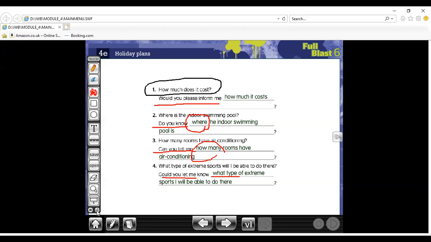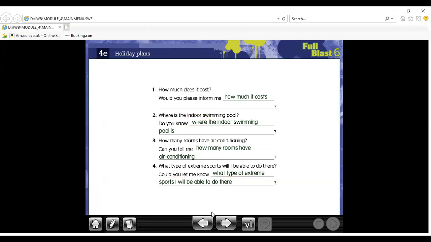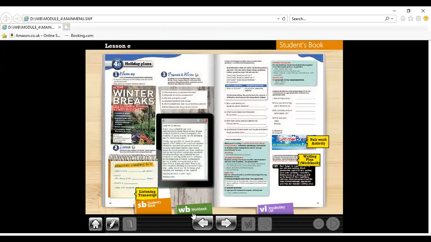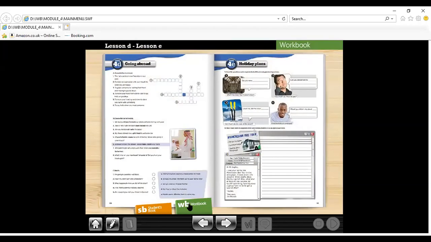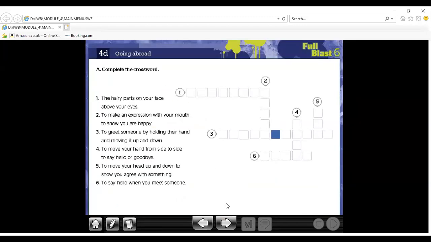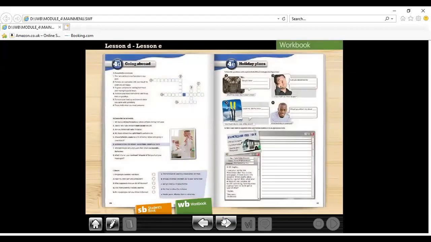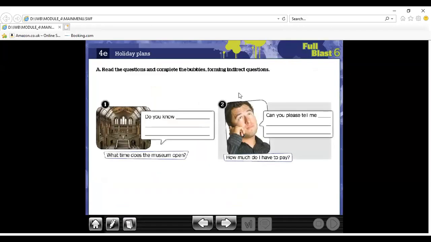Yes, wonderful. Okay, now all of you please go to the workbook. Go to the workbook, please. Page 116. Okay, this finished. Okay, 4E. Look at it. Read the question and complete. Complete what? Using indirect question.